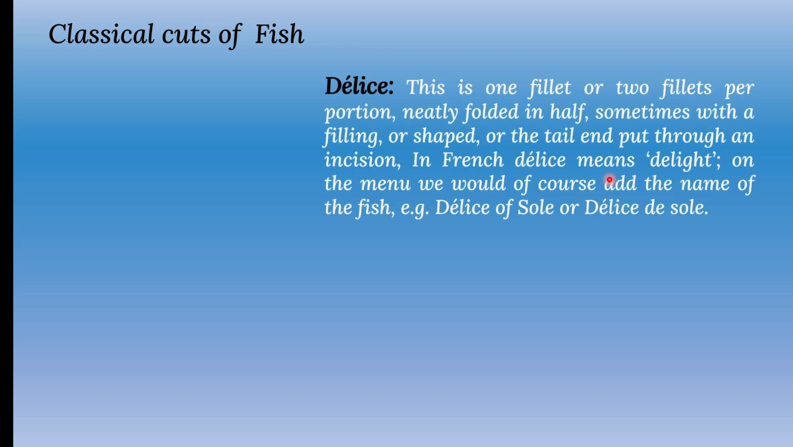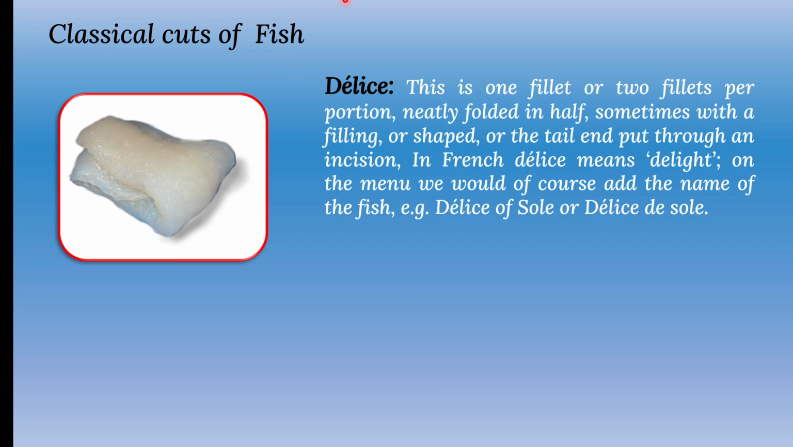Classical cuts of fish. Another one. You can see the image. This cut is known as délice. This is one fillet or two fillets per portion, neatly folded in half, sometimes with a filling or shaped, or the tail end put through an incision. In French, délice means delight. On the menu, we would of course add the name of the fish, that means délice of sole or délice de sole. Okay.